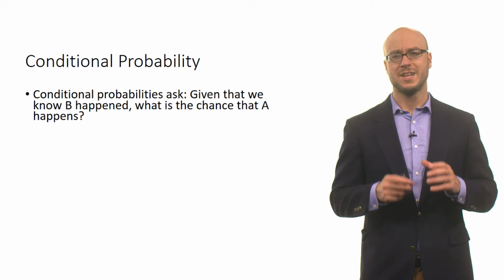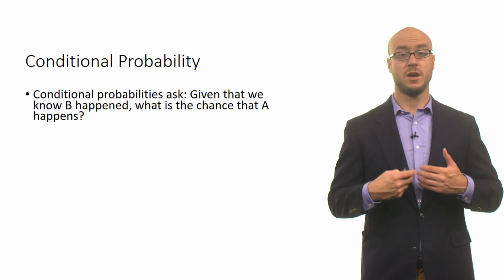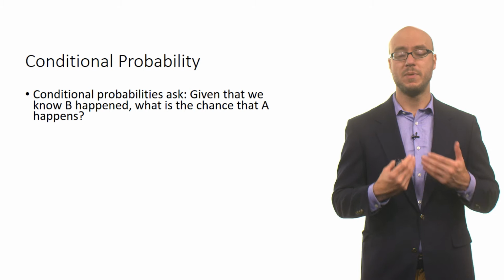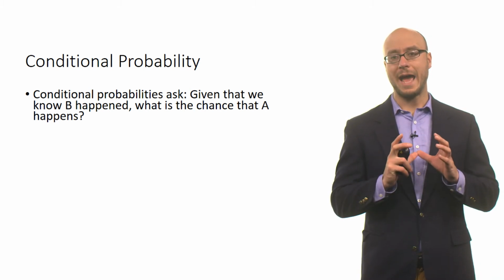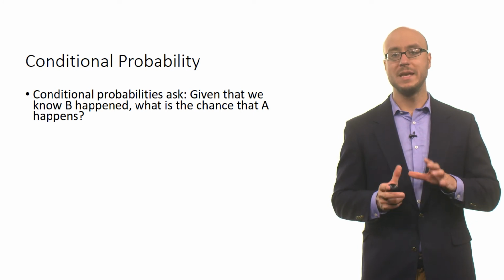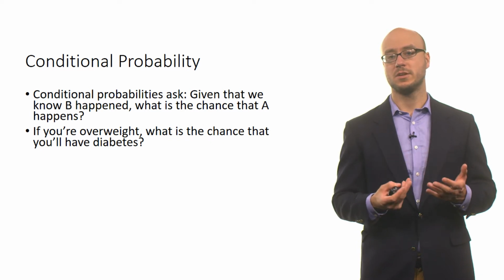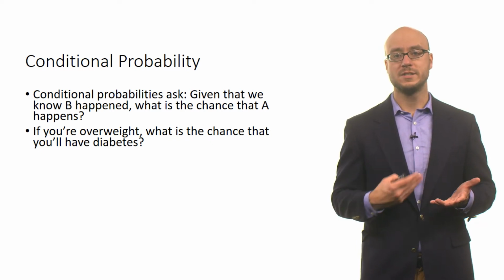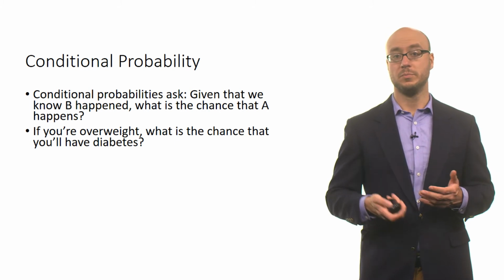A conditional probability, the idea is that we're conditioning on some other event when we calculate our event of interest. We encounter conditional probabilities all the time, and many questions of interest are in fact based on conditional probabilities. A conditional probability really asks, given that we know B happened, what is the chance or probability that event A happens? So we see this all the time. If you're overweight, what is the chance that you'll have diabetes? Given B, what is the probability of A?